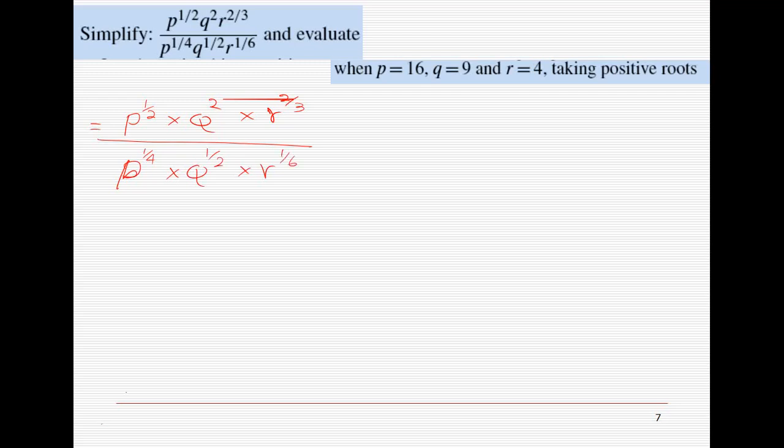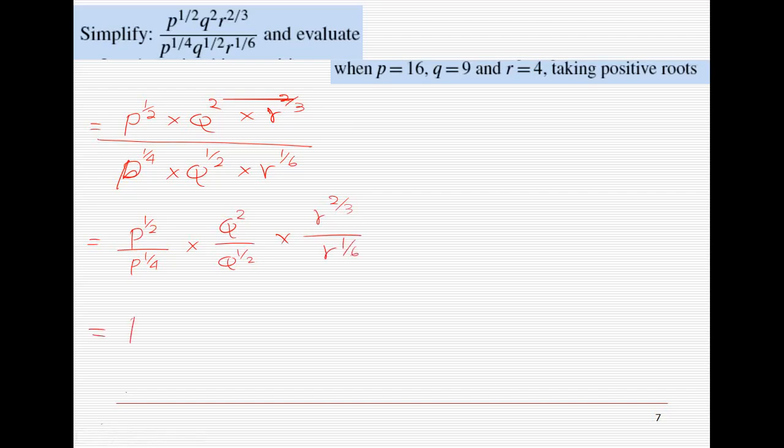So again what we can do is separate this bigger fraction into three portions. p to the power half divided by p to the power 1 over 4, times q to the power 2 divided by q to the power 1 over 2, times r to the power 2 over 3 divided by r to the power 1 over 6.